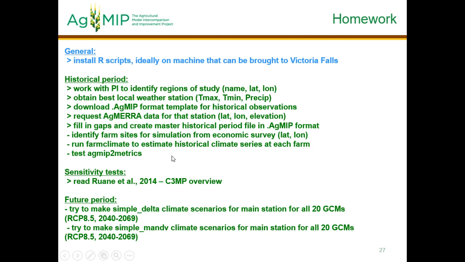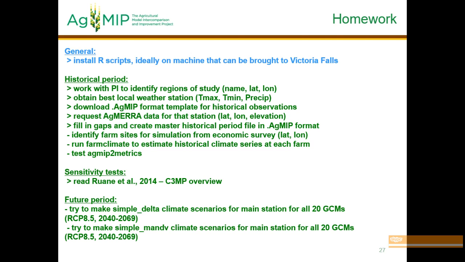And then download that AgMIP format template for historical observations so you can convert it to that format. And if you haven't already, send me a request. I'll send you the AgMERRA data so you can start to do this quality control to fill in gaps and create that master historical period file in the AgMIP format.